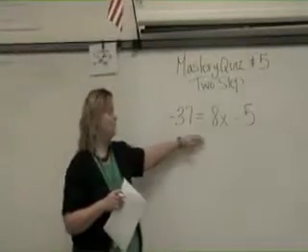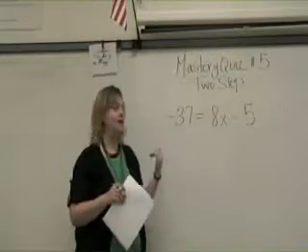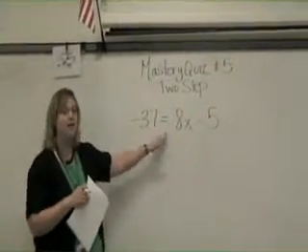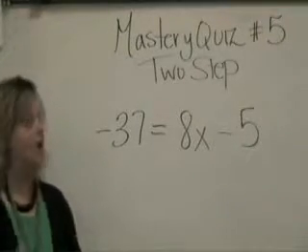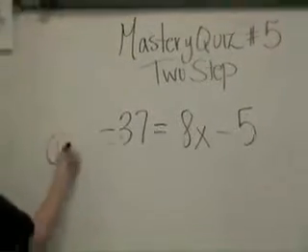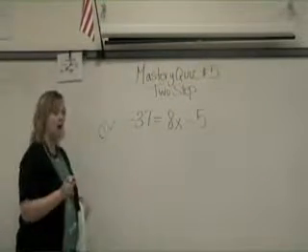Let's move on to problem number 3 on our quiz. Once again, I look at this problem and I think to myself, all right, I see an equal sign, so I know this is an equation. So I'm going to follow the same 4 basic steps. The first thing I always look for is the distributive property. I don't see it, so I'm going to check it off.